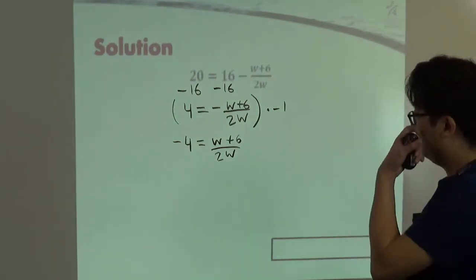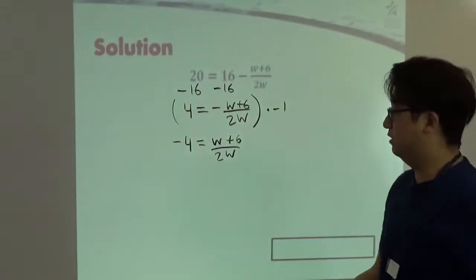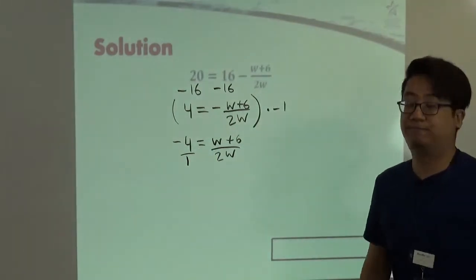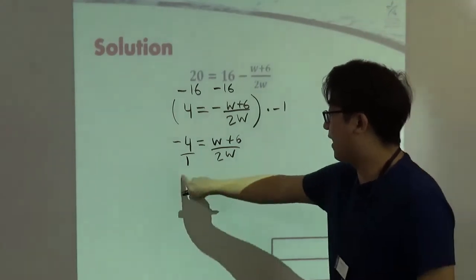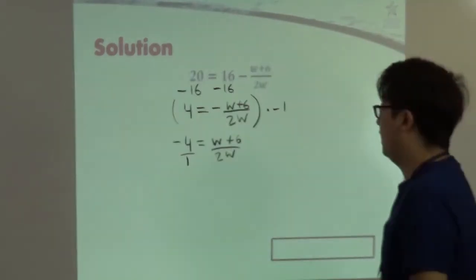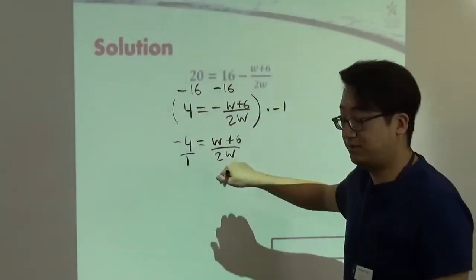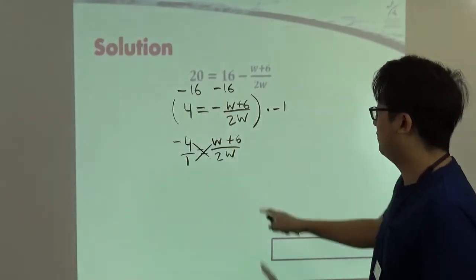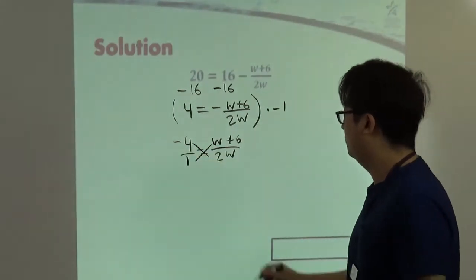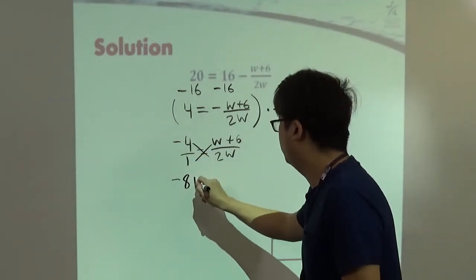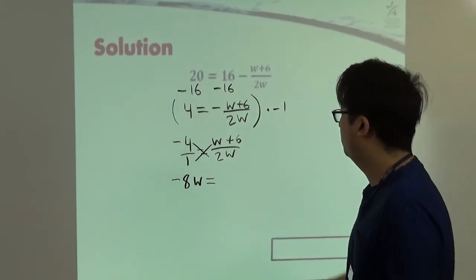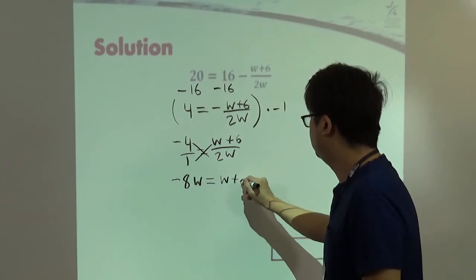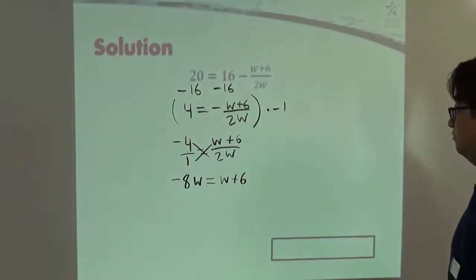Now, when we're solving fractions, we want to get rid of the fraction. The easiest thing we can do is write any whole number as over 1. In doing so, we have a fraction equal to a fraction, and when we have that, we can actually cross multiply. So we cross multiply this times this. Let's write this as 2w times negative 4, that's negative 8w, equals 1 times (w plus 6), which stays as w plus 6, right? So now we got rid of our fractions.